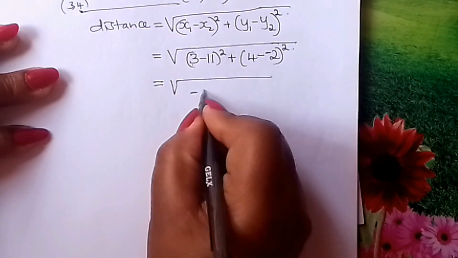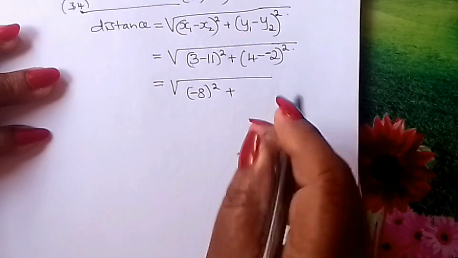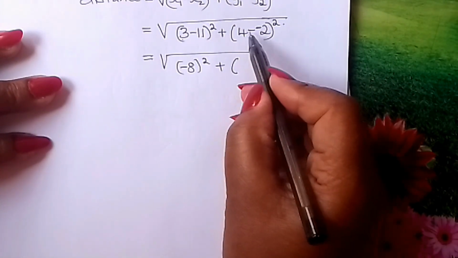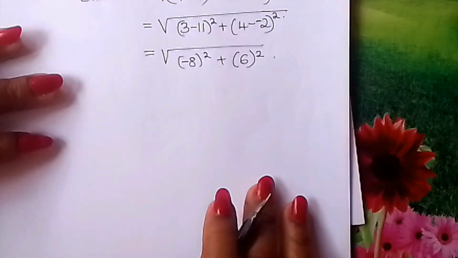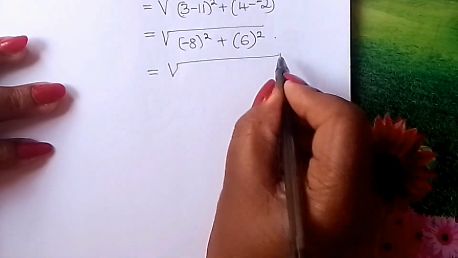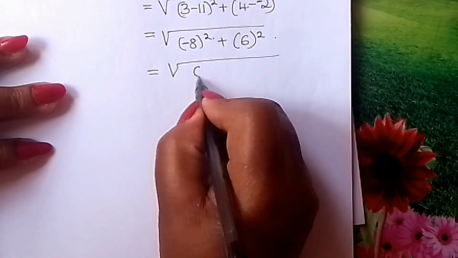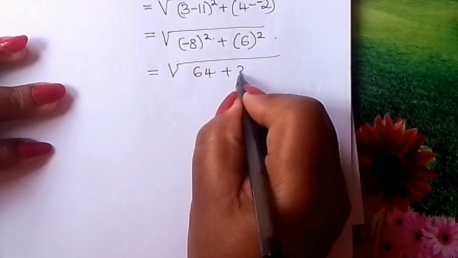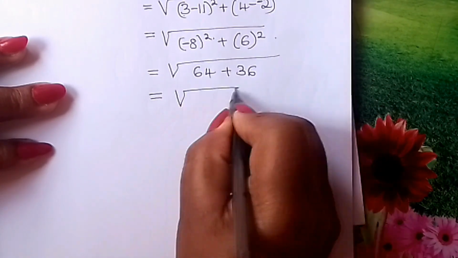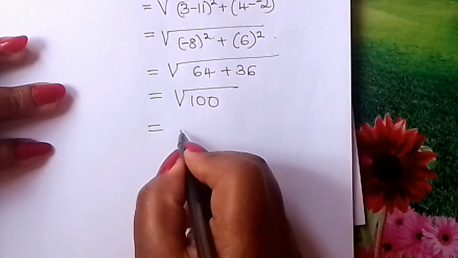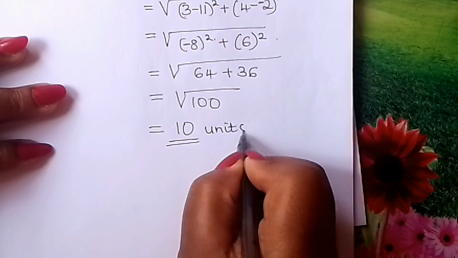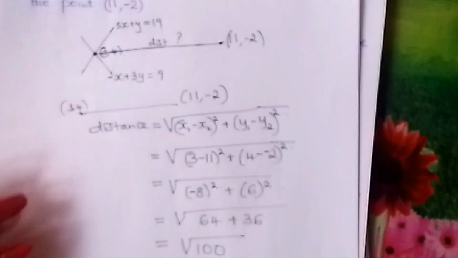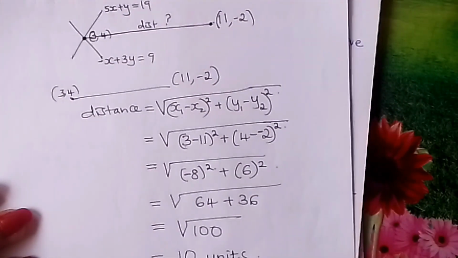3 minus 11 is negative 8. So negative 8 squared plus 4 minus minus 2, this becomes plus, so 6 squared. There we are. From there, negative 8 squared is 64, plus 6 squared is 36. So you end up with the square root of 100, and therefore square root of 100 is 10. So the distance between our point of intersection, 3, 4, and another point 11, negative 2 is 10 units.